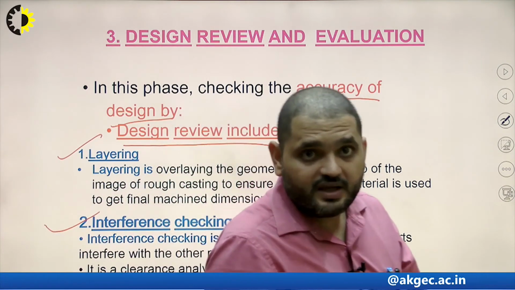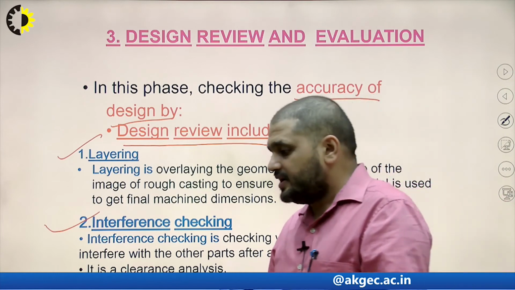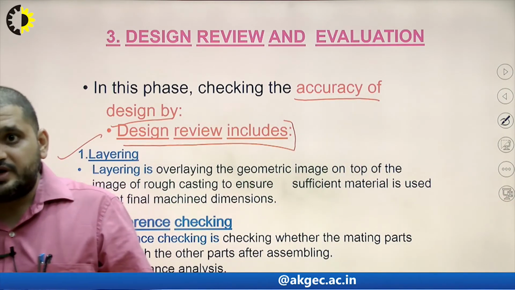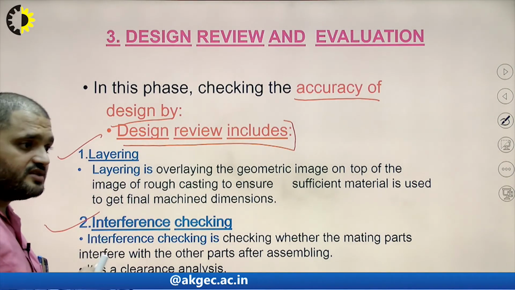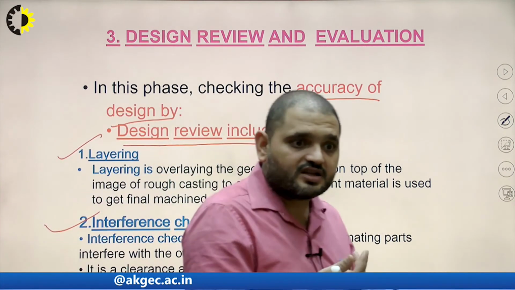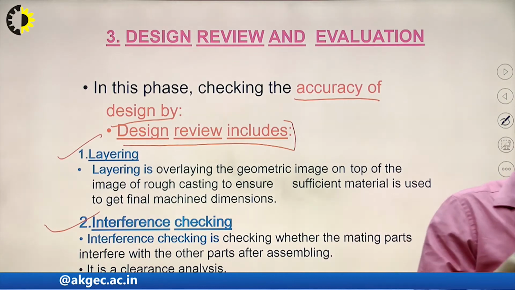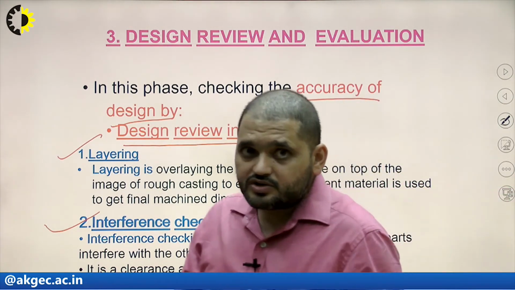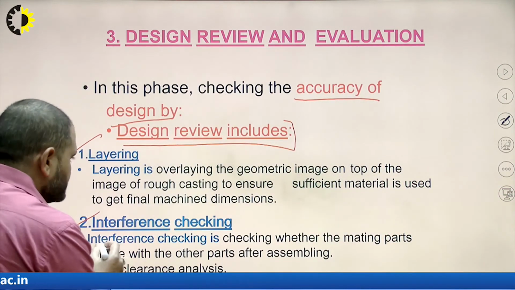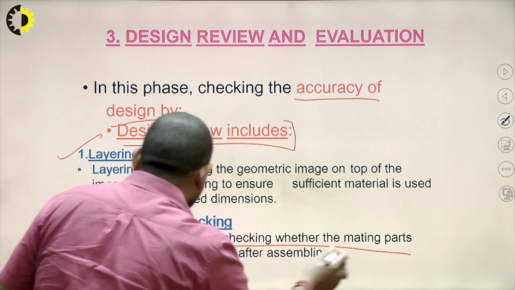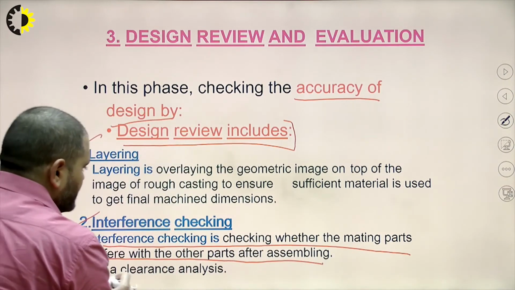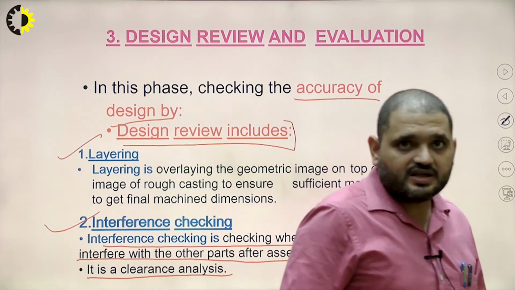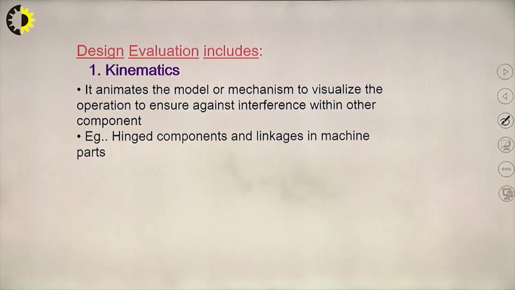When we do assembly, each and every component has motion relative to each other. If there is interference during the motion between the components of a product, that can be found using interference checking. Interference checking checks whether the mating parts interfere with the other parts after assembling. So it is a clearance analysis.